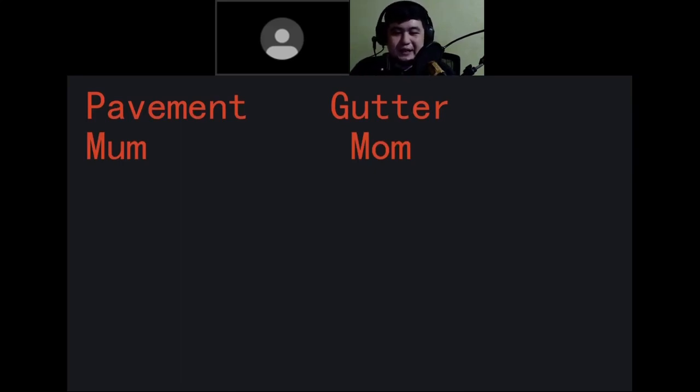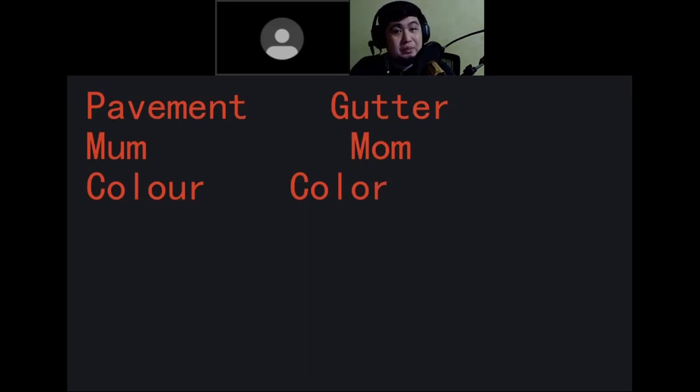Next, for example, the word colour in the UK. In American, it's color. I like the colour blue in British. In American, I like the color blue. Simple.